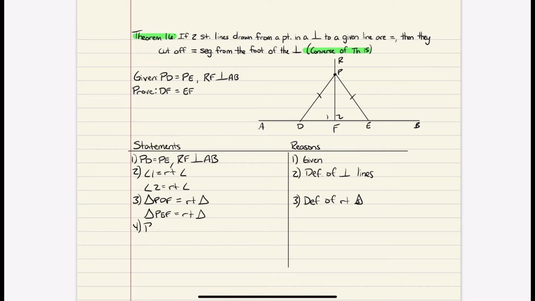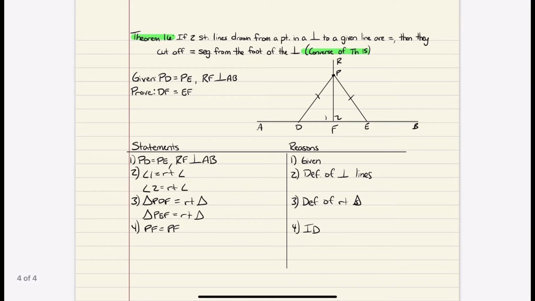There we go. Again, the next step, another simple step. We even saw this in Theorem 15. We can say PF equals PF, and that is because of identity. Again, let's just make sure we're not losing anyone. PF is the same line and is a side in both of these smaller triangles. There we go. Same line equal to itself. And so we can say that PF equals PF. Perfect.